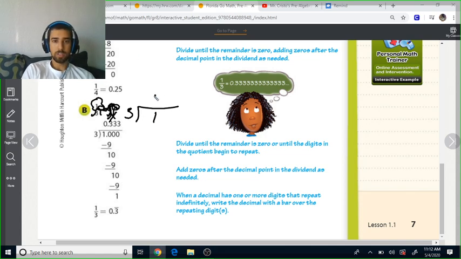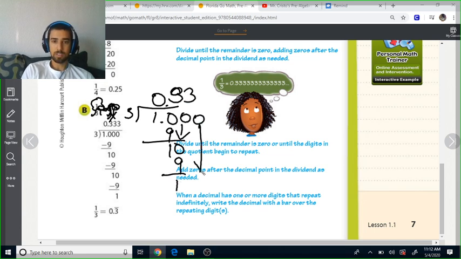3 goes into 1 0 times. And because it goes into 0 times, you need to put a decimal. And then you need to add a 0. 3 goes into 10 3 times. 3 times 3 is 9. I haven't finished. Got to put another 0 down. 3 goes into 10 3 times. It's just going to rinse and repeat over and over again.